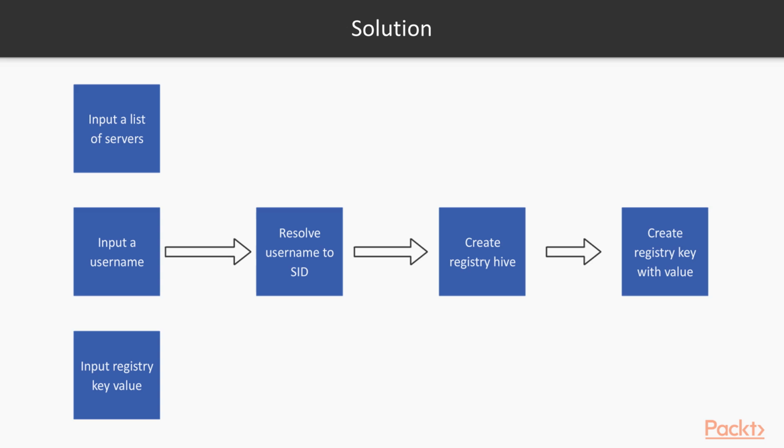It will all start with an input list of servers, a username whose registry HKey current user hive we want to edit, and the value that we want to set. There's all this information. Our script will take all that information and will resolve the username to a security identifier, the SID. It will then hook into the HKey current user and create a registry hive we tell it to do, and it will then create the registry key itself with the value set.